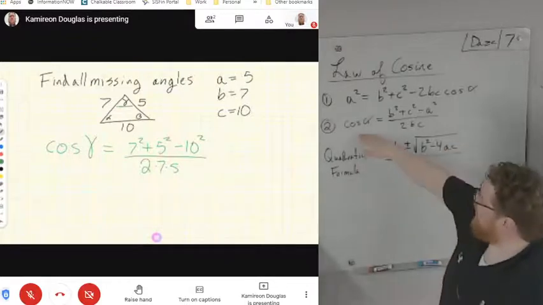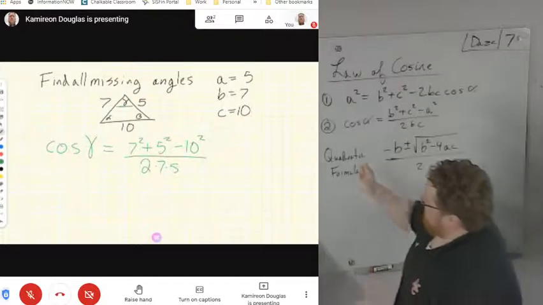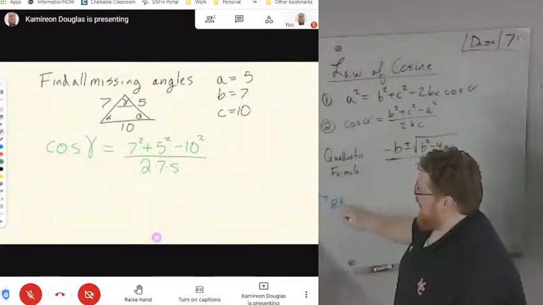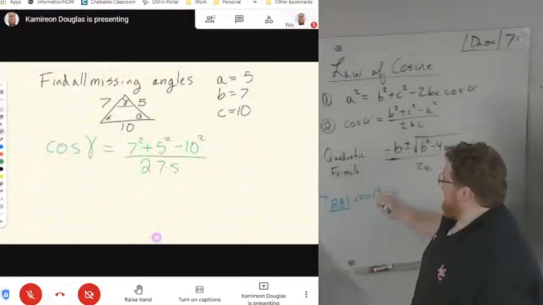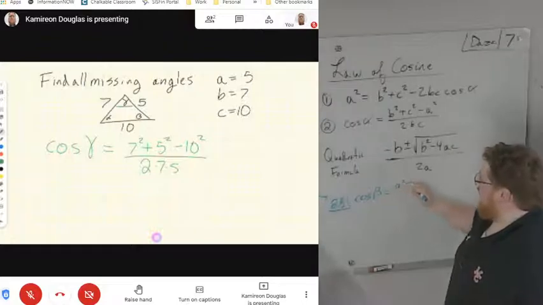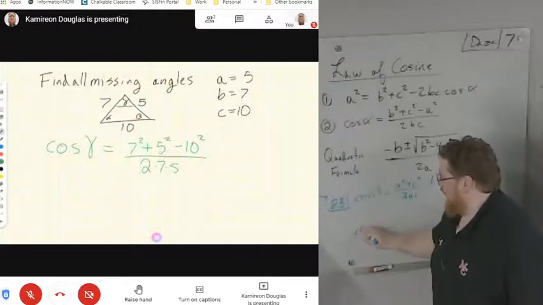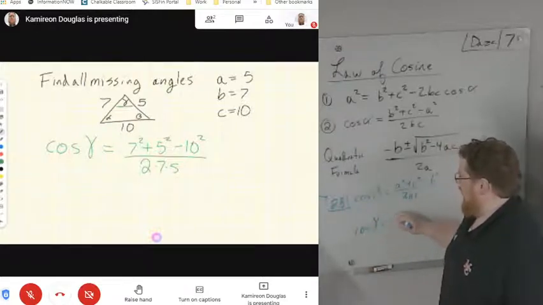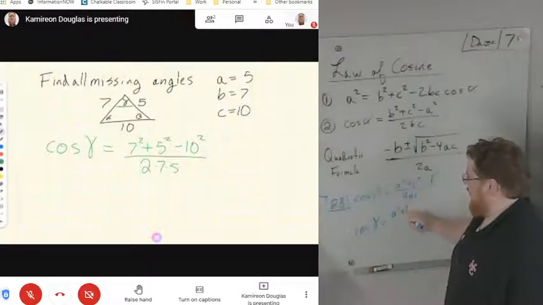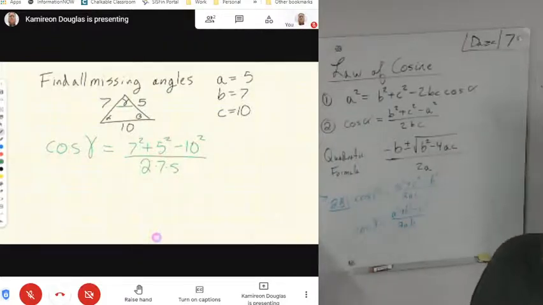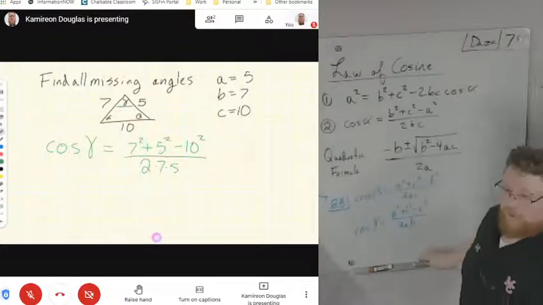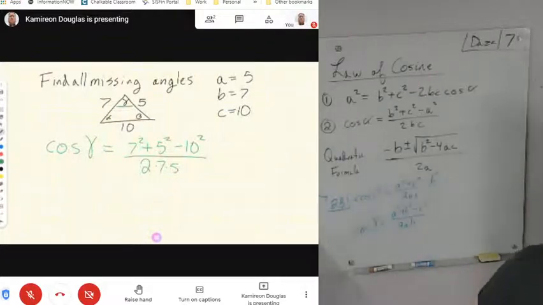It's just a modified version of this formula. Cosine of beta would be a squared plus c squared minus b squared all over 2ac. Cosine of gamma would be a squared plus b squared minus c squared all over 2ab. And again, these are on page 777 in your text, or if you don't have a textbook, at the beginning of section 10.2. I believe it's like the first page on section 10.2.